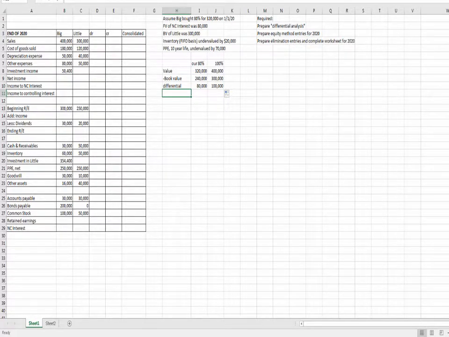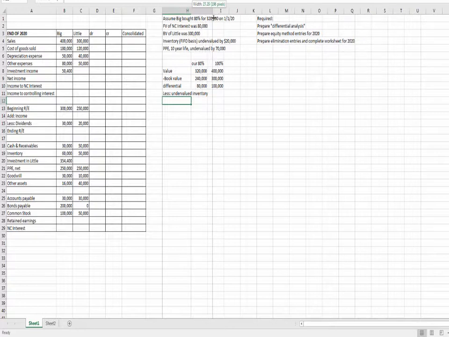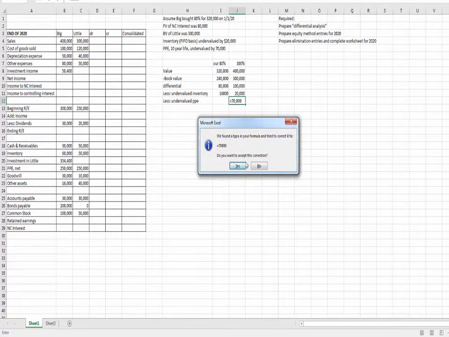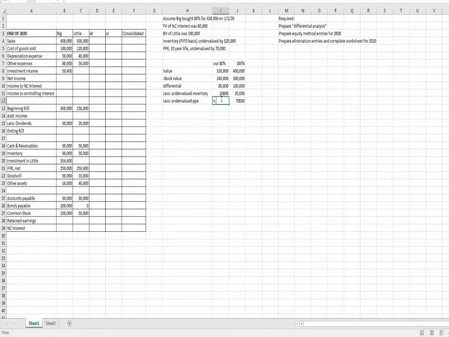Well, we have some undervalued inventory, so we'll go ahead and subtract out the undervalued inventory. Total undervaluation was $20,000. Our share, 80% of that. We've also got some undervalued property, plant, and equipment. Total undervaluation, $70,000. Our share, 80% of that.